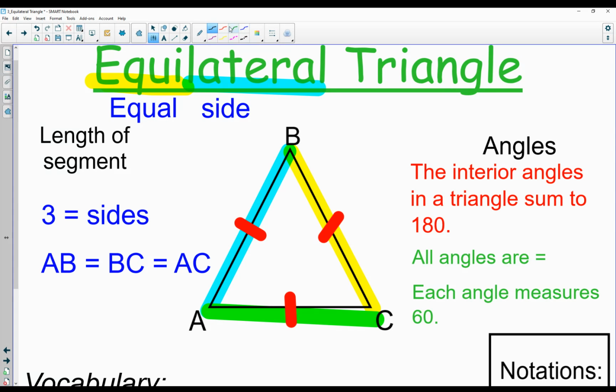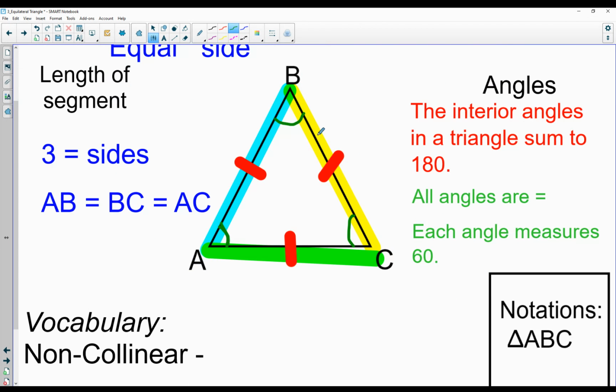In this course, we show that angles are equal by putting a little arc in the angle. So if you look over here at angle A, I know angle A, angle B, and angle C are equal. So I can show that by adding a little arc at angle A, at angle B, and at angle C. That shows that angle A, angle B, and angle C are equal. With that, you could also then write the statement.